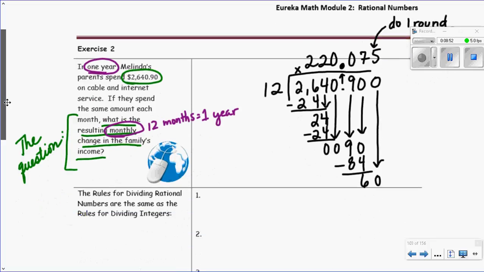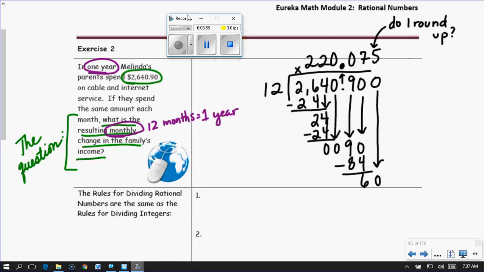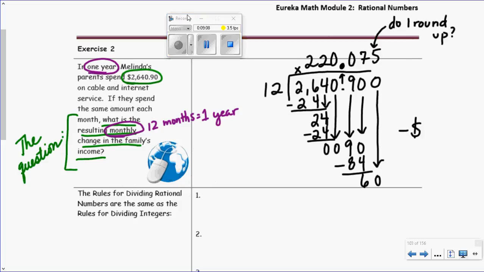$220.075, that does not mean 75 cents. Okay, we got to think about it realistically. So it's $220.07, or it rounds up to 8 cents. So what does the 5 tell us to do? It does tell us to round up. So the resulting change for the family each month is $220.08. Okay, and that's basically how much it costs for cable and internet per month.